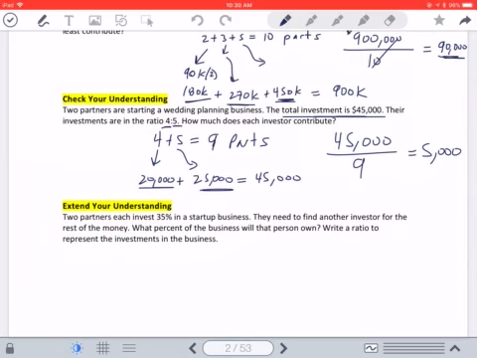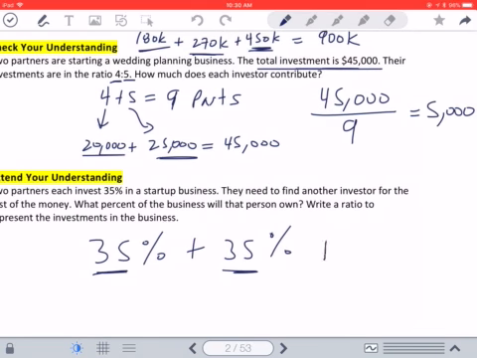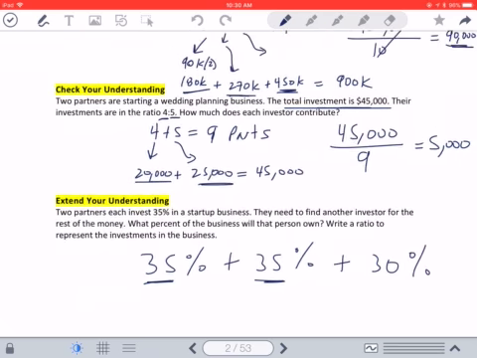Extend your understanding. 2 partners each invest 35% in a startup business. They need to find another investor for the rest of the money. What percent of the business will that person own? Write a ratio to represent the investment in the business. So they each invest 35%. So the first 2 invest 35%, which is going to be a total of 70%. So the last person, the person they're looking for, is 30%.